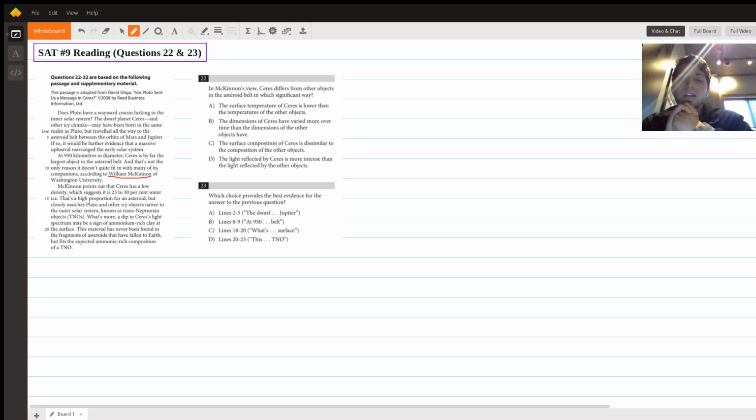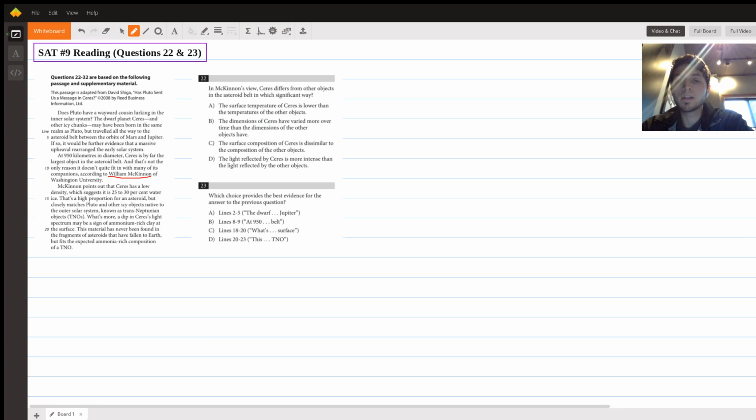So answer choice A for 22 says the surface temperature of Ceres is lower than the temperatures of the other objects. We should eliminate this option because none of the text that we read through from 23 or any other part of the passage mentions surface temperature, so we can toss it.